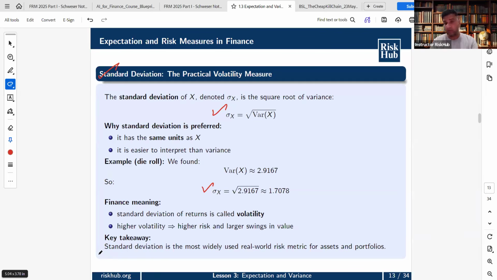Why does standard deviation dominate finance? It is used in the Sharpe ratio, VaR, Black-Scholes, CAPM, volatility, risk management, everywhere. Okay, so remember that point. Then we go to the next slide.